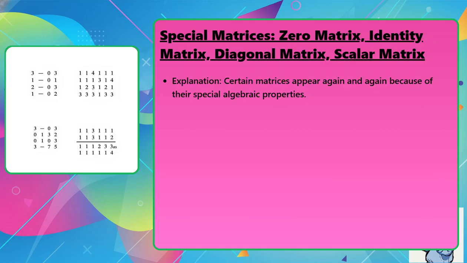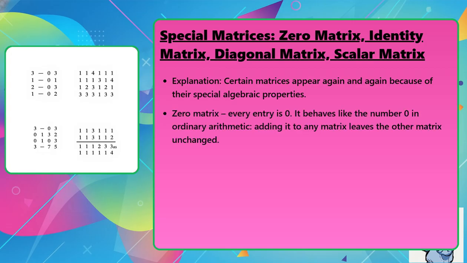The key idea is that the order tells you quickly what kind of physical or engineering quantity the matrix may model. Certain matrices appear again and again because of their special algebraic properties. Zero matrix: every entry is 0. It behaves like the number 0 in ordinary arithmetic: adding it to any matrix leaves the other matrix unchanged. The zero matrix for 3 by 3 is a 3 by 3 matrix of all zeros.